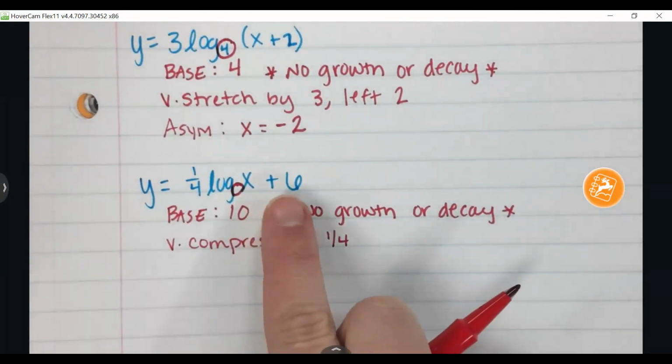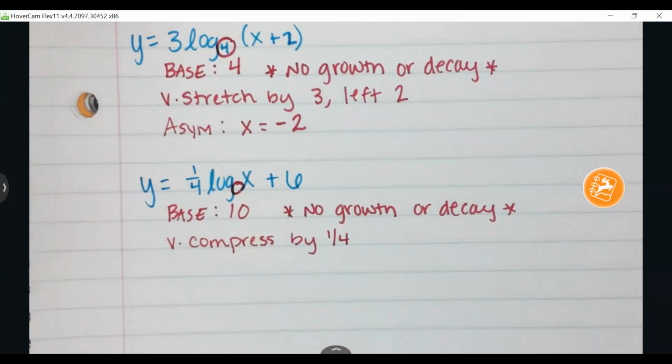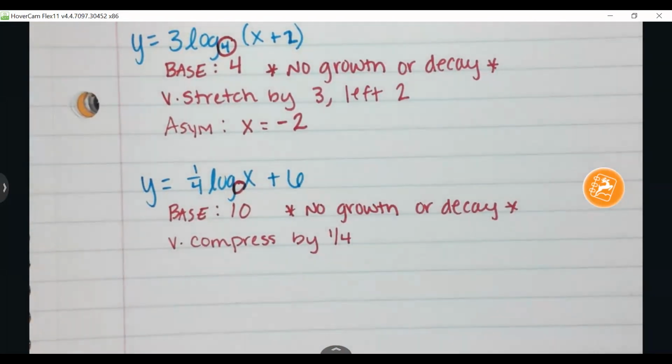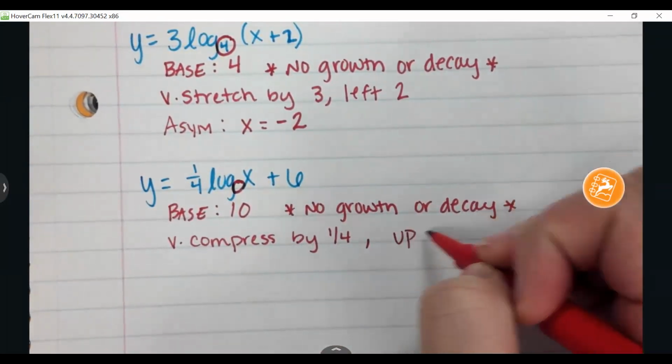I see a plus 6. Is that plus 6 inside or outside? How do you know it's outside? It's not in parentheses. It's not combined with my x. So what is that plus 6 doing? It's going up 6.